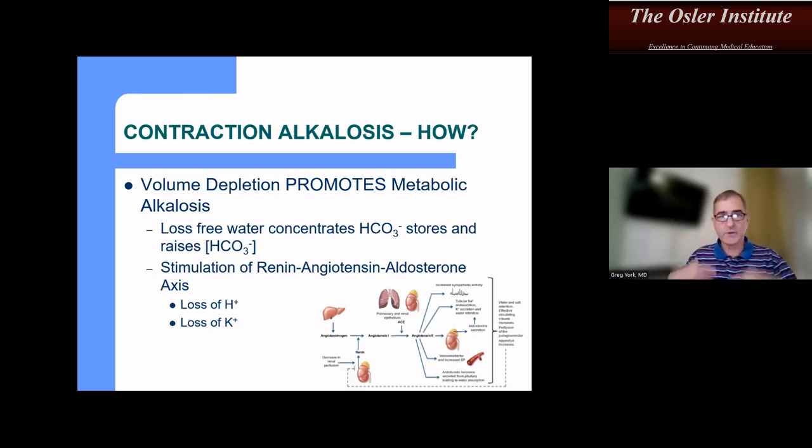When you have volume depletion, you also stimulate the renin-angiotensin-aldosterone axis, and we'll look at this closer in the next lecture, which causes a loss of acid and a loss of potassium, which makes you more alkalotic. So that's the physiology behind a contraction alkalosis. You just need to resuscitate the patient.